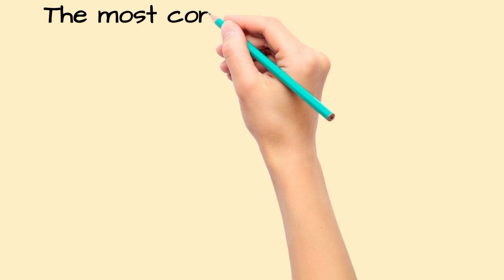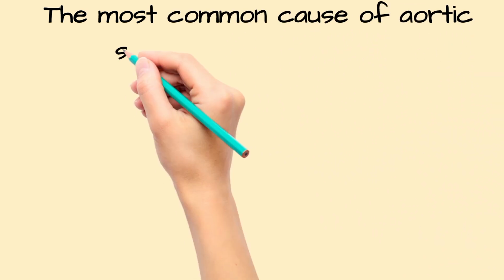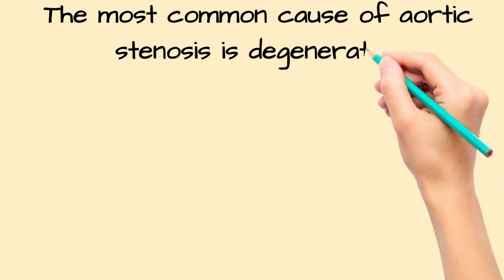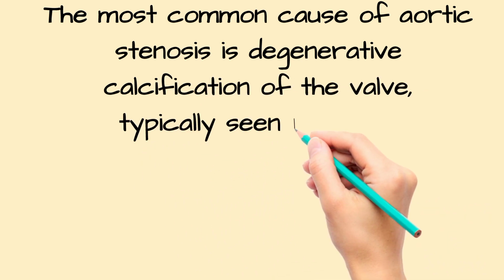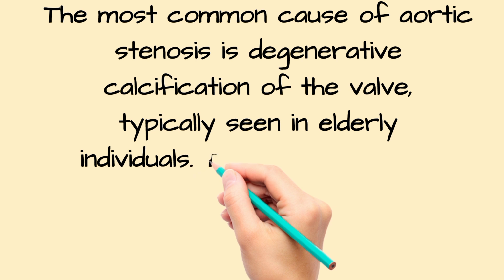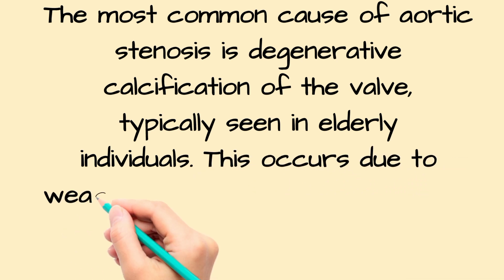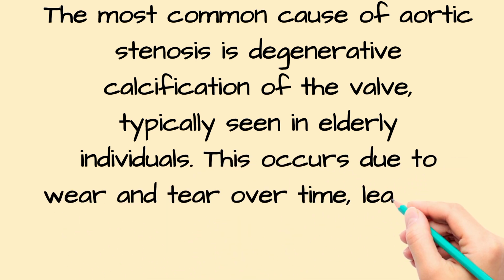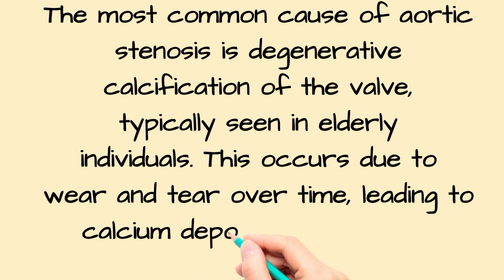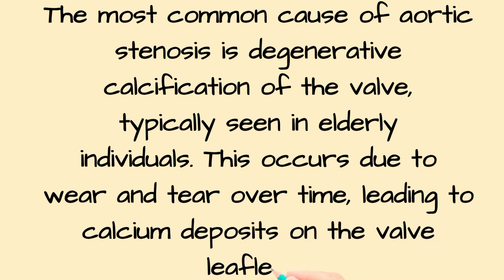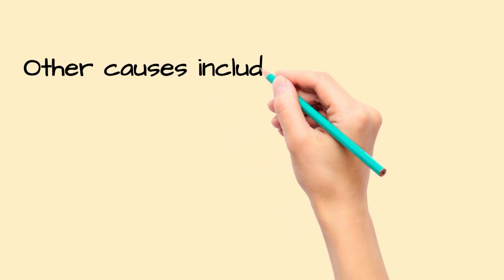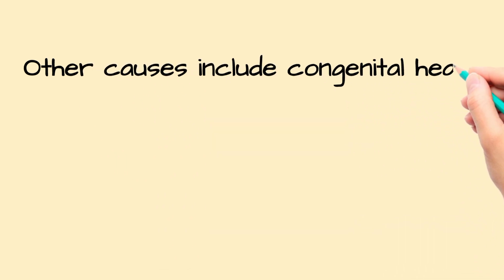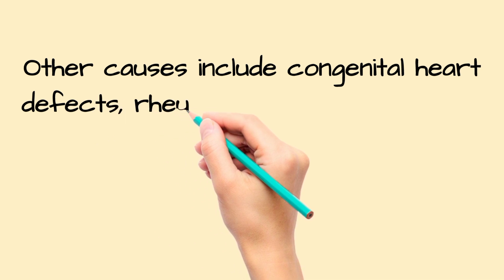The most common cause of aortic stenosis is degenerative calcification of the valve, typically seen in elderly individuals. This occurs due to wear and tear over time, leading to calcium deposits on the valve leaflets. Other causes include congenital heart defects, rheumatic fever, and a rare genetic condition called bicuspid aortic valve.